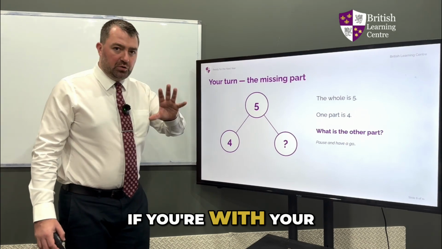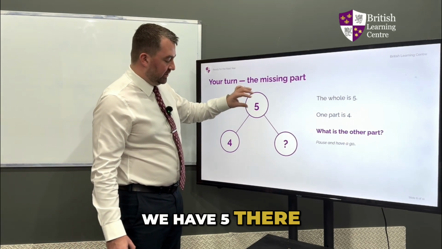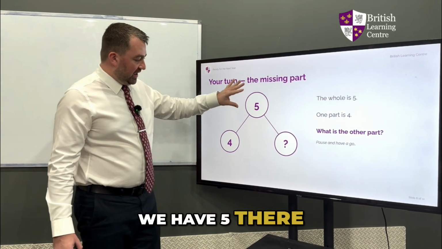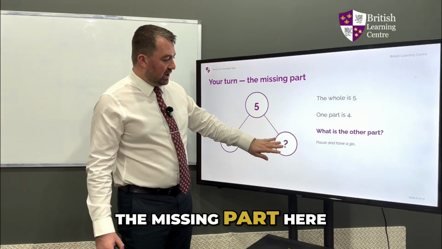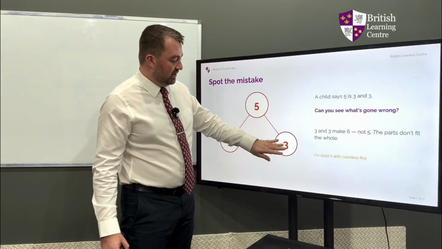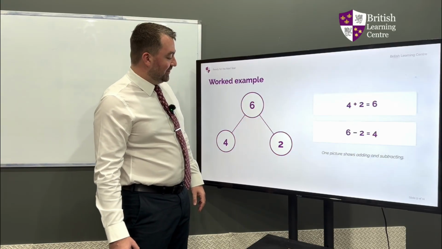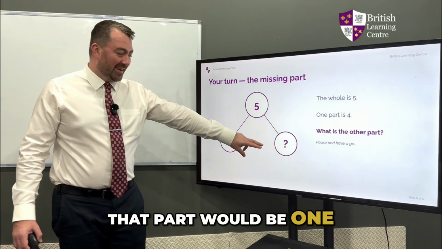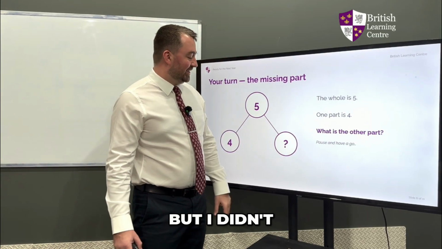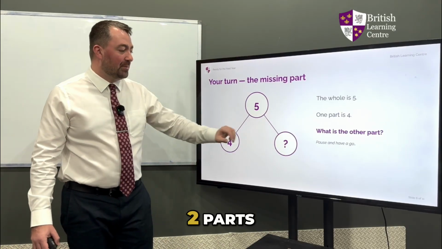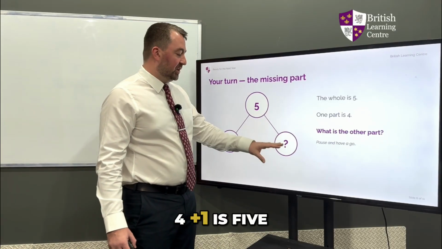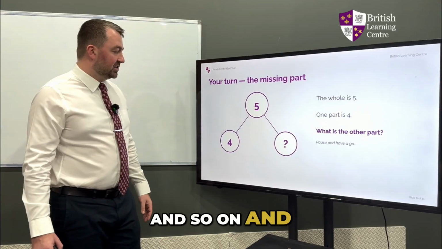So if you're with your child at home now, we have 5 there, your reception child. We have 5 there, we have 4 there. The missing part here would be, oh, it would have been 1. Can we go back? That part would be 1, okay. I thought I had it on the next slide, but I didn't. 5 being the whole, 2 parts. 5 minus 1 is 4, 4 plus 1 is 5, and so on and so forth.